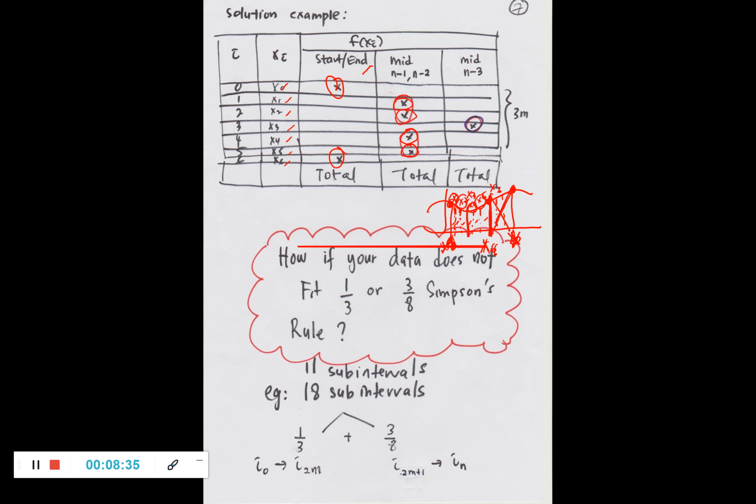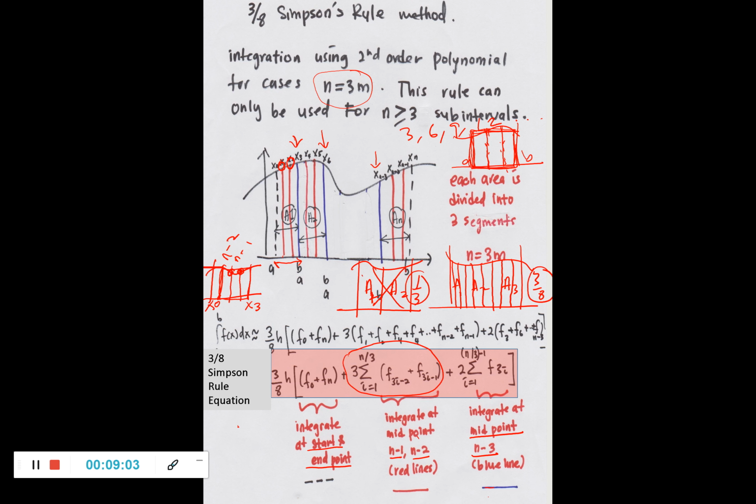And then integration at mid n minus 3. Ini cuma kita ada pada titik x3 sahaja. For this case saya ada x3 sahaja, satu. So this is x3. So that is how kita arrange our f(x) value according to column based on their position. So the calculation for 3/8 Simpson rule formula is using this formula. Same as 1/3 Simpson rule formula, you akan diberi formula ini di dalam your exam.